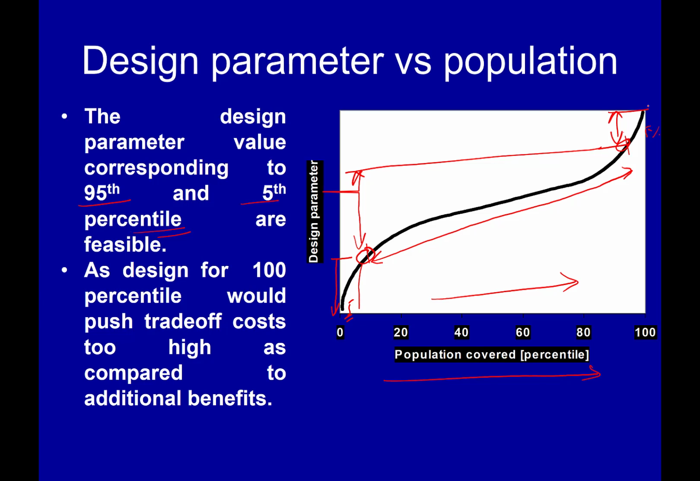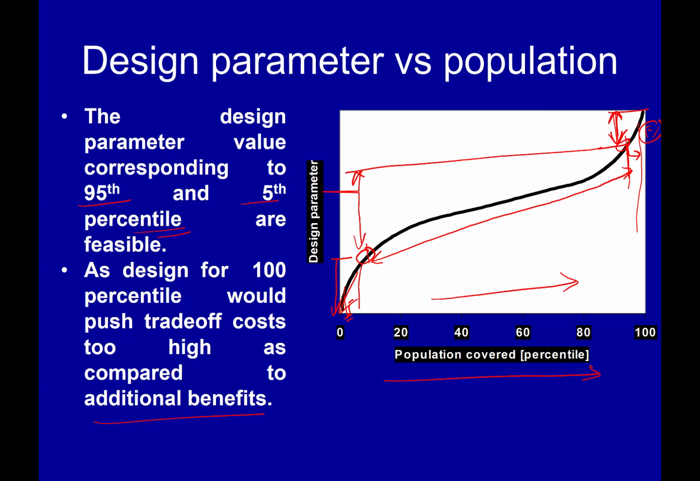On the other hand, there is a significant increase in the dimensional requirement for a very limited number of users, 5% users or say 1% users at the very extremes. Designing for the 100th percentile would push the trade-off cost too high as compared to the additional benefits. So we are not much benefited with the increase in the dimensions to cover the entire range of the population, especially at the extreme ends. So this is not included.